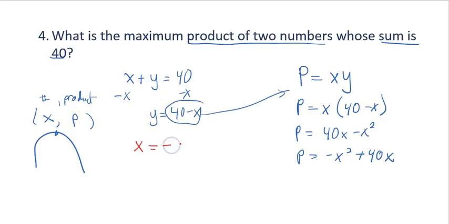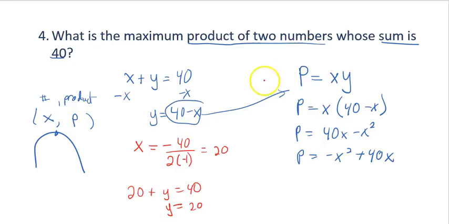So x equals negative b, which in this case is 40, over 2a, and a is negative 1, and I get out a 20. That means that one of my numbers is 20. And so I can find the other number by plugging into this x plus y equals 40. So if 20 plus y equals 40, y has to be 20. So x is 20, y is 20. Those are our two numbers.